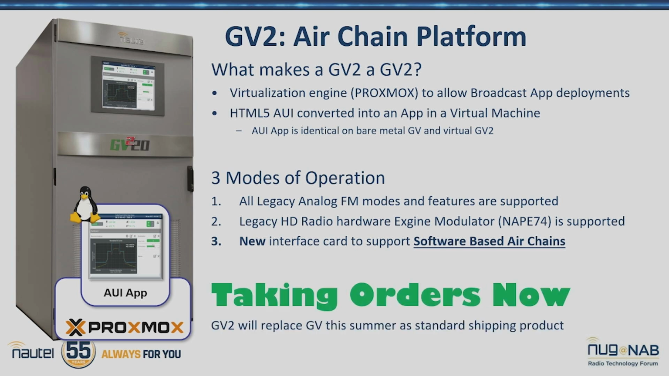So we're taking orders for that now, and we expect a production changeover from GV to GV2 in the summertime frame. There will be a bit of back and forth in terms of when that exactly will happen. So if you have a need to run a third mode with a new interface card that uses those new software air chains, then you need the GV2. But if you want to run in analog mode, then either one will work.